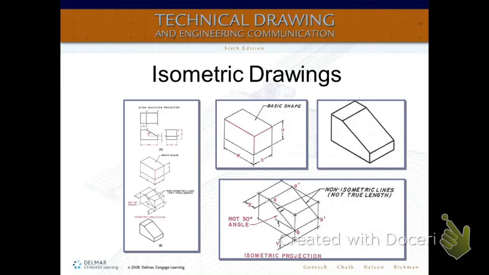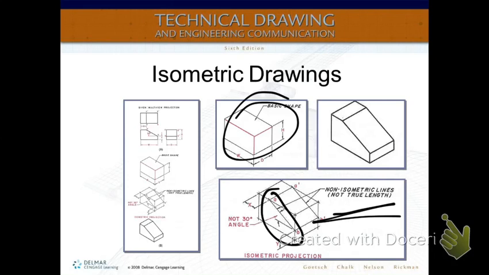All right, here's just some isometrics. Notice that you have the basic shape. Here are your 30-degree angles, except for this one. Notice that this one's not at 30 degrees. That's called a non-isometric line. And of course, it's not at true length.